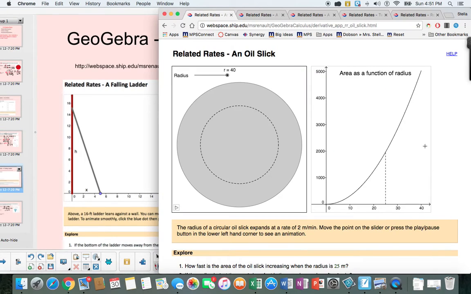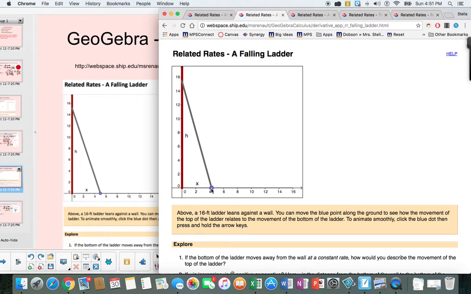Okay, the ladder problem in GeoGebra. This kind of gives you an idea. See the ladder, the ladder is not changing, but the distances from the wall and on the ground are changing.